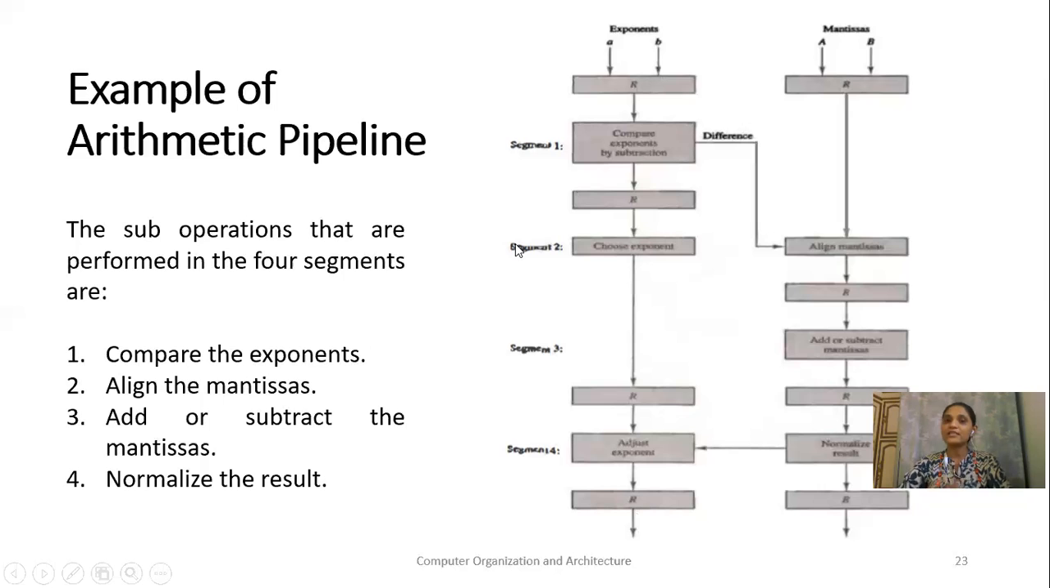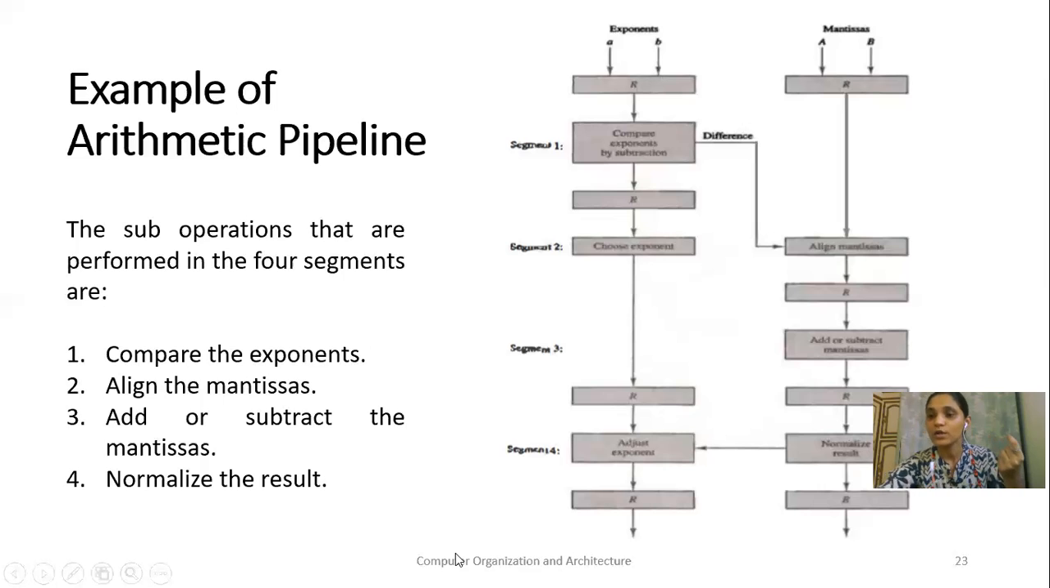So in these four stages we have divided our floating point number addition task. In the first segment, we are just comparing the exponents by doing a subtraction operation. In the second segment we are aligning the Mantissa. In the third segment we are doing addition and subtraction of Mantissa, and in the fourth segment we are normalizing the result.